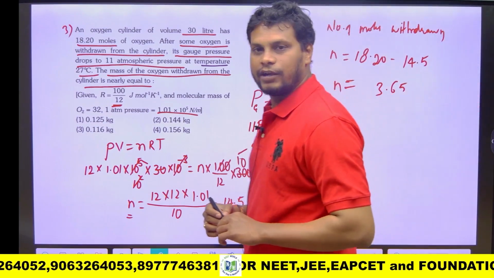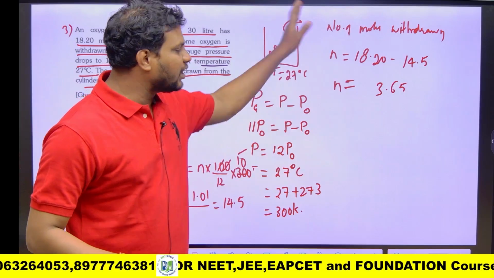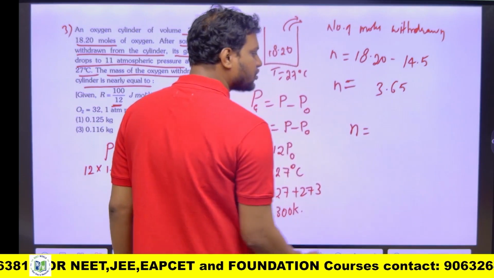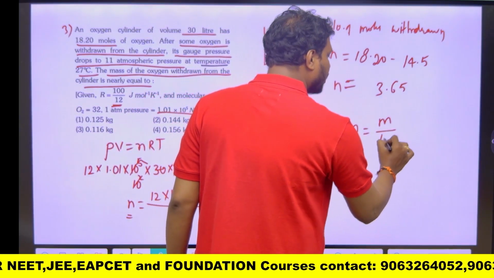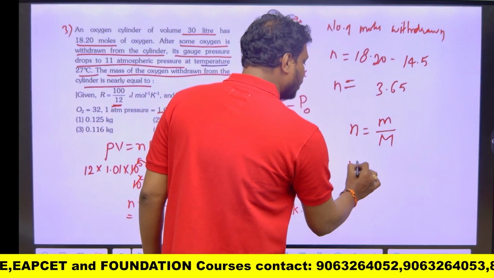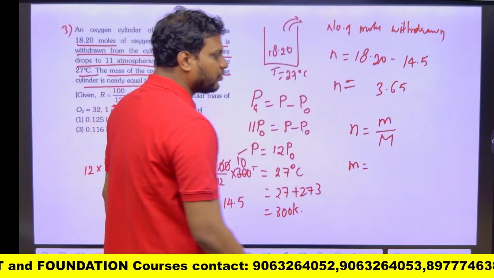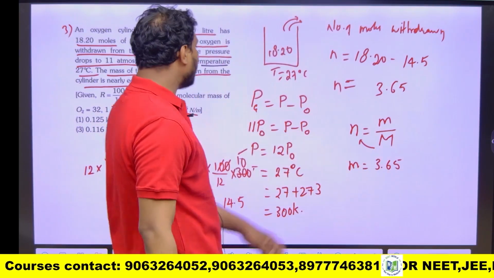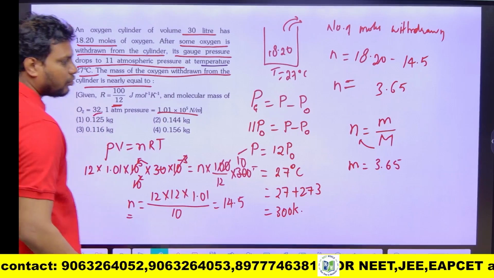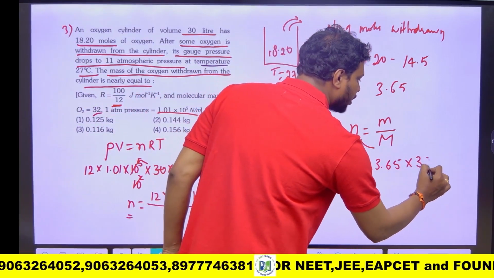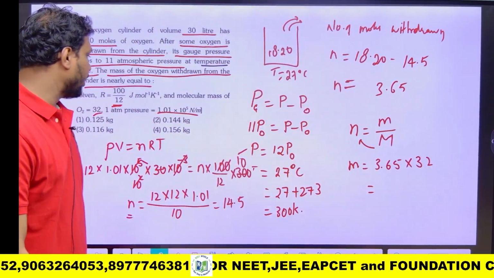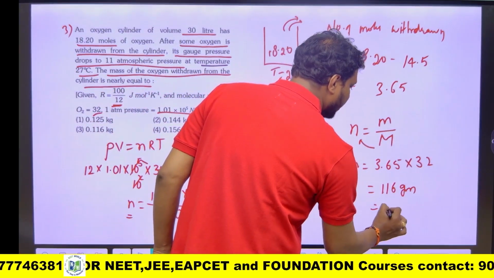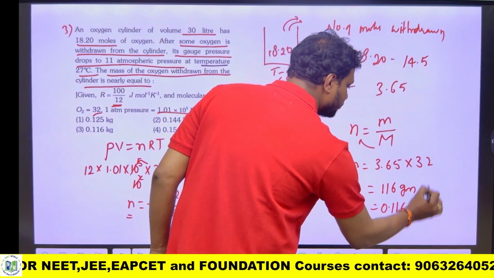Then we have to find out the mass of the oxygen that escaped out of the cylinder. For that we will use one more relation. What is that? The number of moles is equal to mass by gram molecular mass. Then mass M is equal to the number of moles, 3.65, brought to the left hand side, times the gram molecular mass of oxygen, which is 32. If you multiply these two, you will get approximately 116 grams, or you can say it as 0.116 kilograms. This is the answer.